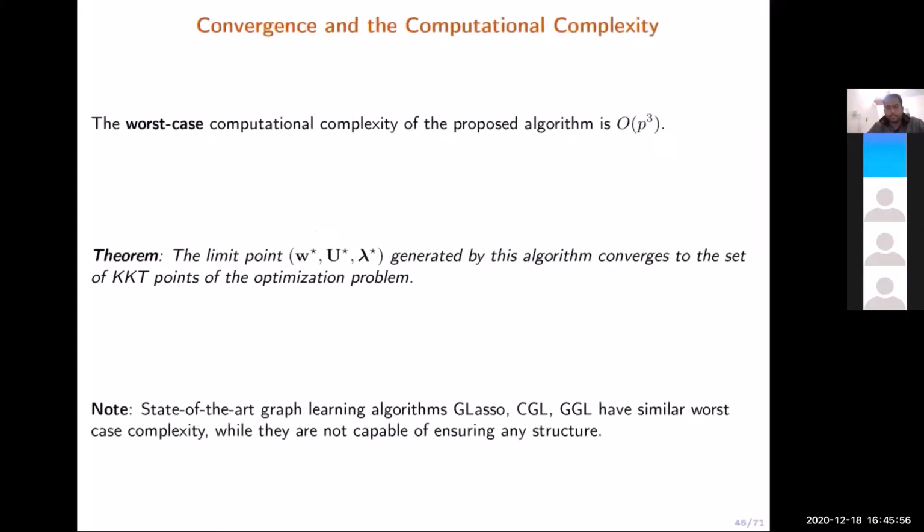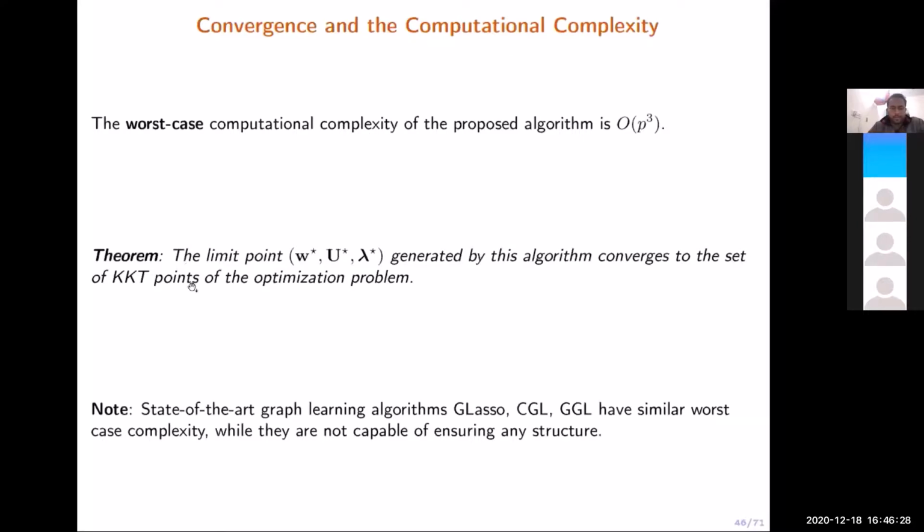Nice. So what is the worst case complexity? The worst case complexity of this algorithm is O(p^3), because it involves eigenvalue decomposition in one stage, other stages are linear. So that was the worst case complexity. And interestingly, all the existing graph learning algorithms like GLASSO, CGL, and GGL, which are not able to enforce any structure, require the same computational complexity.